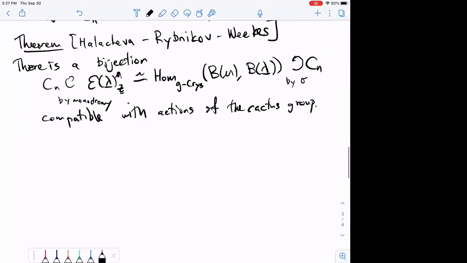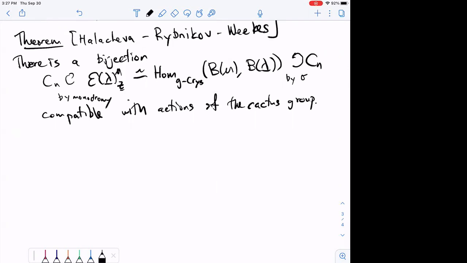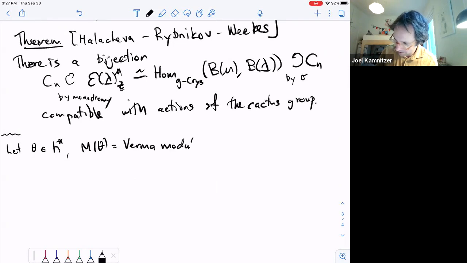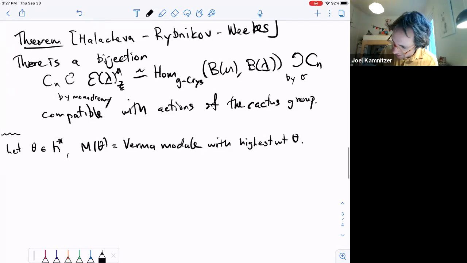Okay, so now on to new stuff. Let's begin as follows. Let's choose a theta in the dual of the Cartan subalgebra, and let M theta be the Verma module with highest weight theta. And we have a highest weight vector in this guy and a linear map dual to the highest weight vector, that just takes the highest weight vector to 1 and kills all the other vectors.